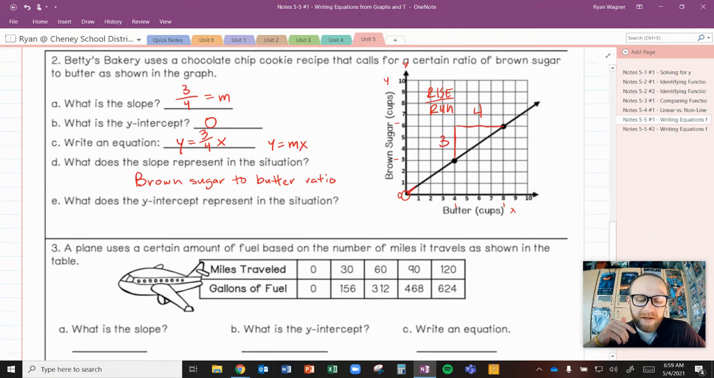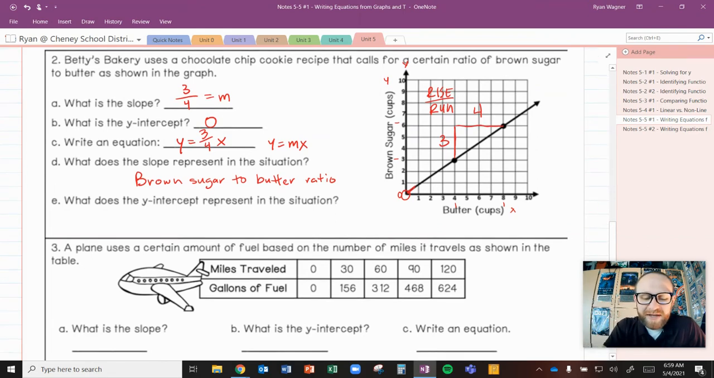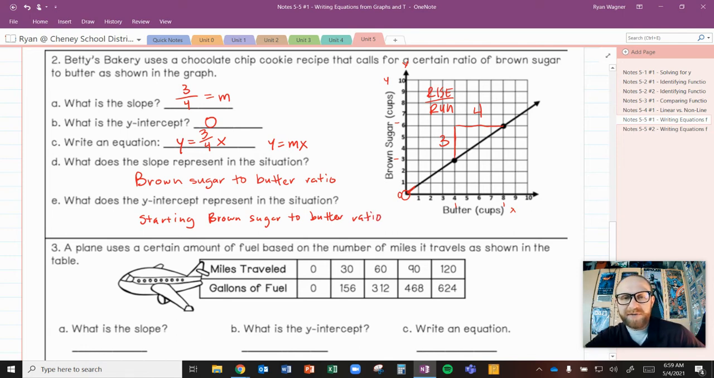All right? And what is the y-intercept in this situation? It is the starting brown sugar to butter ratio. Before I start my recipe, I start with 0 of any of it.